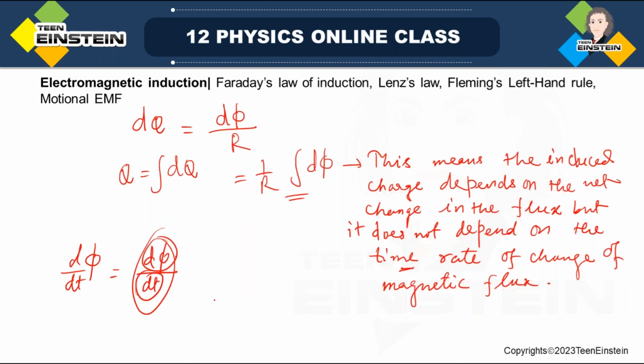That means in the loop, linked flux was earlier, suppose at t1 time it was phi1, and it is increased to phi2 in time t2. So this induced charge dq just depends on this difference, phi2 and phi1. It is not necessary that you have to take the rate of change. It does not depend on the rate of change of the flux. Okay.